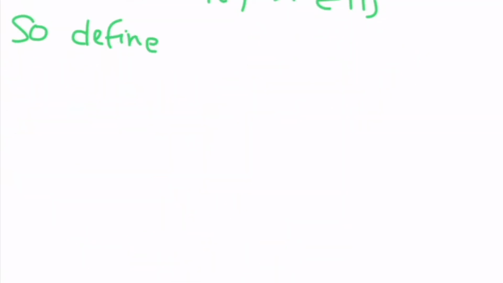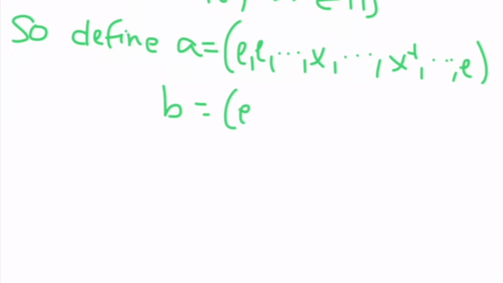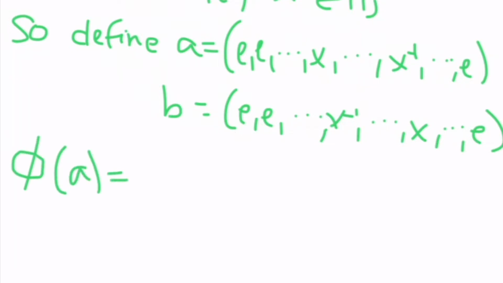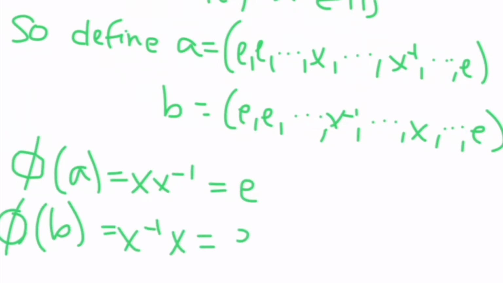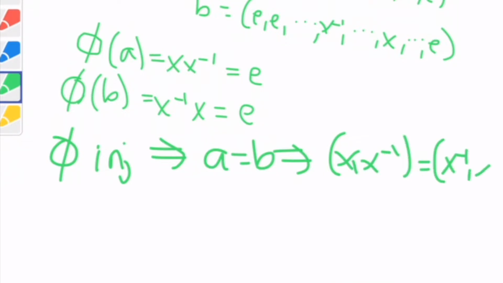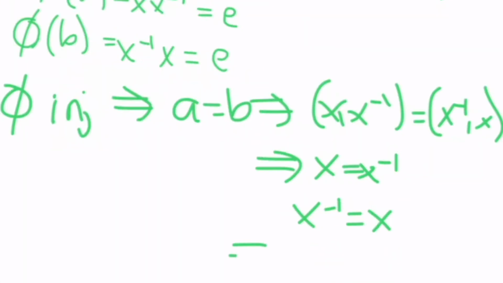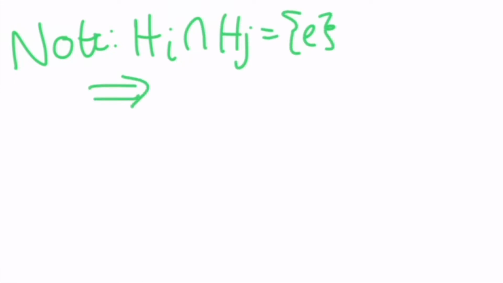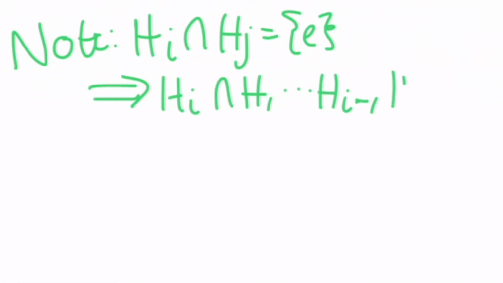And if we define A to be equal to (e, x, x inverse), which is in the cross product of all the H's, and B similarly just flipping the x and the x inverse, and we take phi of A and phi of B, we see that they're both equal to e. Because phi is injective, it follows that A is equal to B, so x is equal to x inverse, which means that x must be e, so the intersection must be e. And the conclusion that taking any 2 subgroups and taking the intersection will give you the identity also leads to the conclusion that if you take one subgroup out and you intersect it with the product of all the remaining subgroups, the intersection is also e.